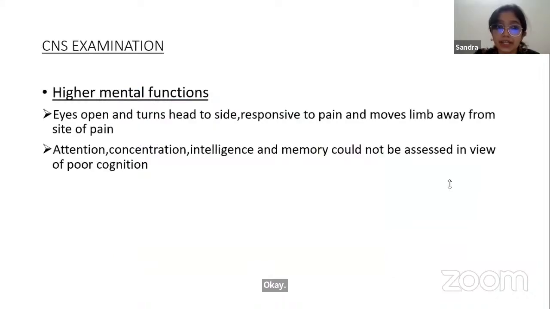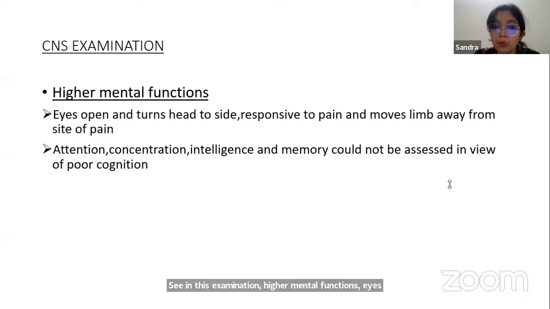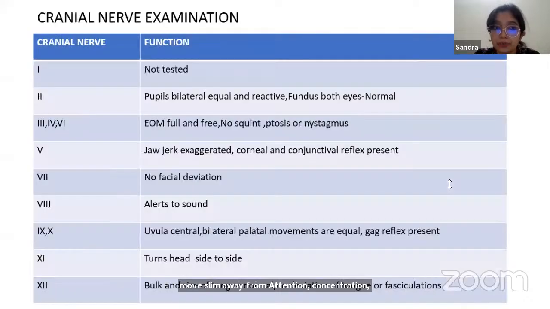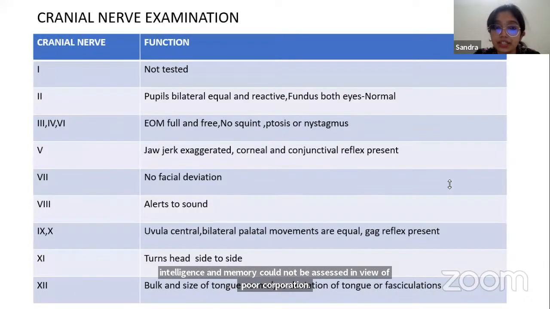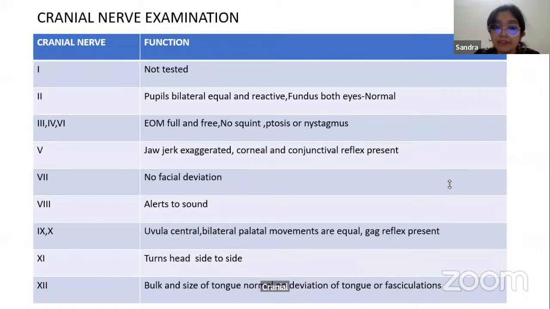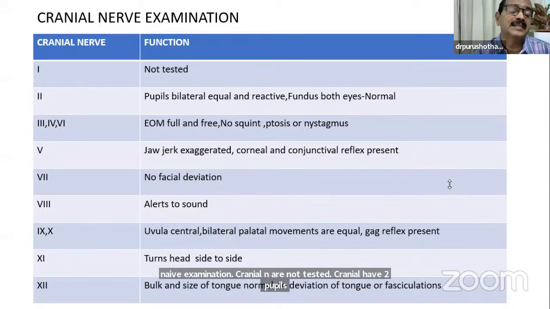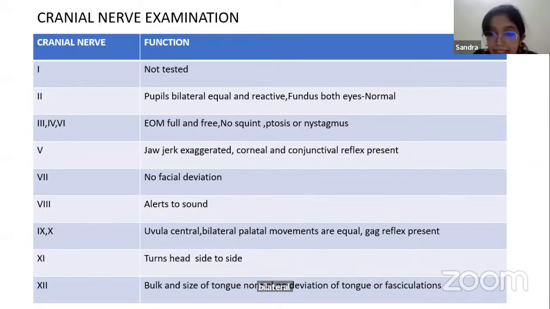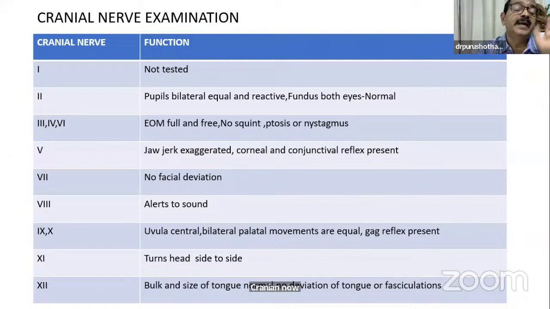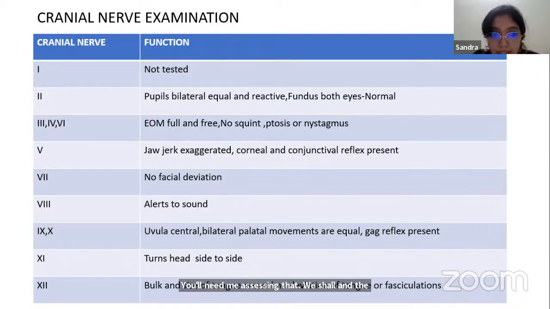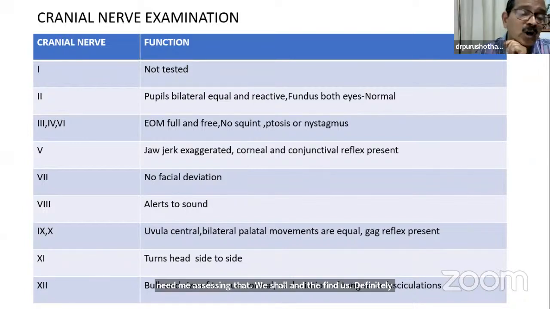CNS examination, higher mental functions, eyes were open, turns head to side, responsive to pain, and moves limb away from site of pain. Attention, concentration, intelligence, and memory could not be assessed in view of poor cognition. Cranial nerve examination, cranial nerve 1 not tested, cranial nerve 2 pupils bilateral. Question, which are the cranials you'll be discussing in a case like this? Cranial nerve 2. You will need to assess the vision and the fundus, definitely. Fundus is normal.